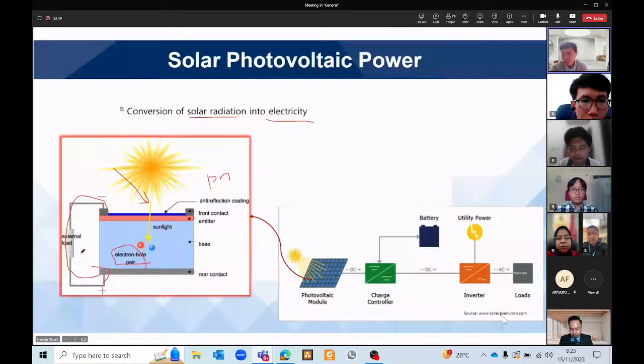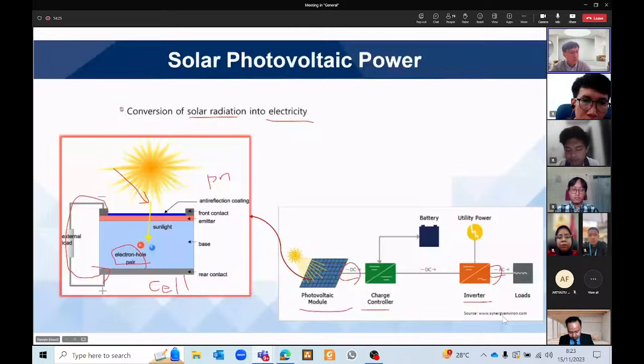So, based on the cell, you can put them as one module. And then, as an array, finally, you can produce a direct current, DC power, and then controller, inverter, to make AC, then finally, you can connect into the grid, or you can directly use for your home or wherever. Solar photovoltaic power.